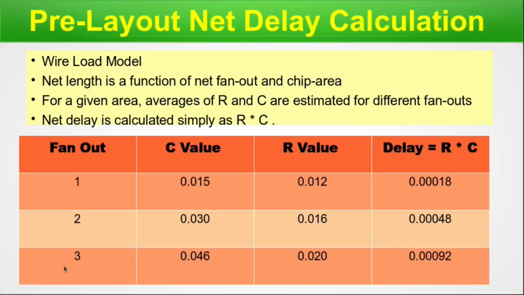The third case, here the fan out is 3. The C value is estimated as 0.046. The R value is 0.020. Now if we multiply these two, the outcome is 0.00092. So this is the wire load delay modeling. I have given the theory as well as an example to understand the wire load model. So we are done with this particular slide.